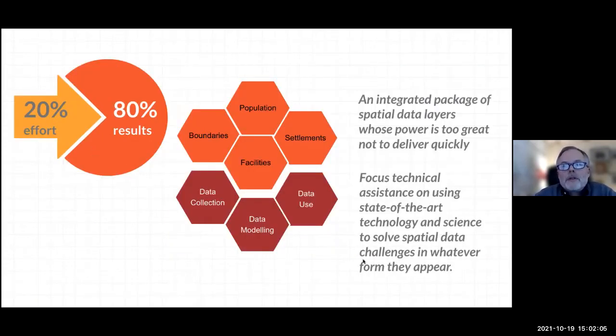The way that Grid 3 has found to quickly add value at a reasonable cost is to focus on the items in this diagram: high resolution population data, accurate settlement maps, accurate and validated subnational boundaries, maps of health facilities and other relevant infrastructure. And to focus on these things through three sets of activities: improving the way data is collected, making use of state-of-the-art data science to model data when it can't be collected directly, and to help people use the data effectively using the most effective innovations in relevant applications.